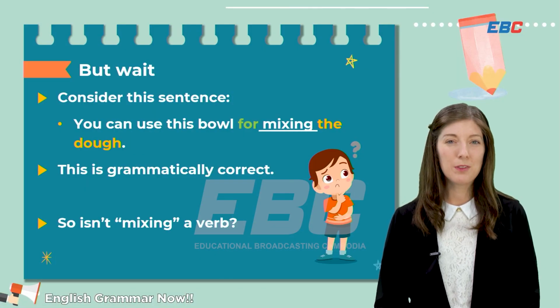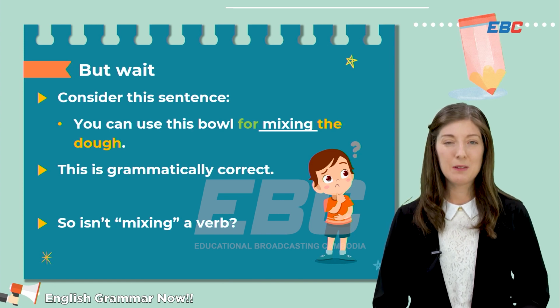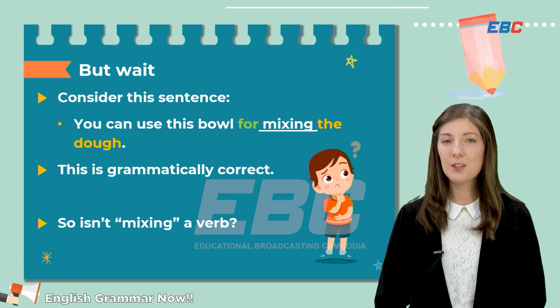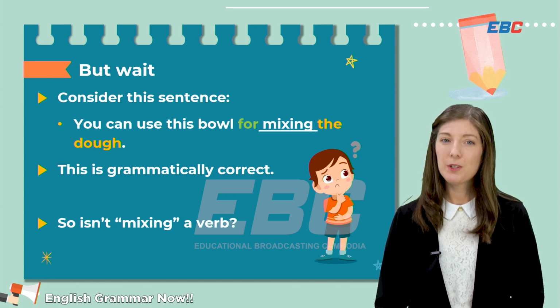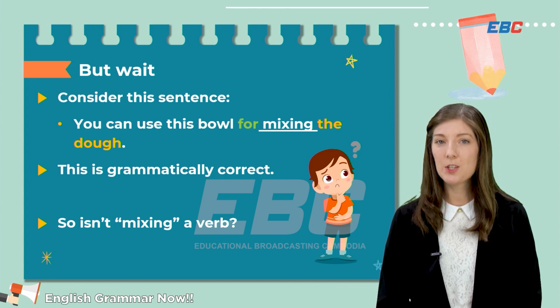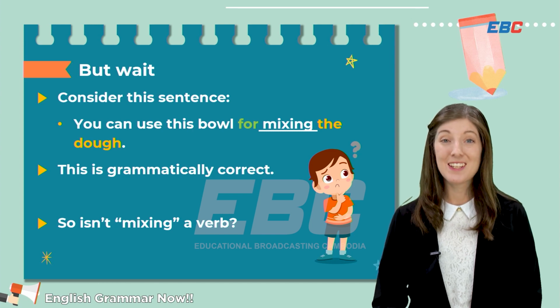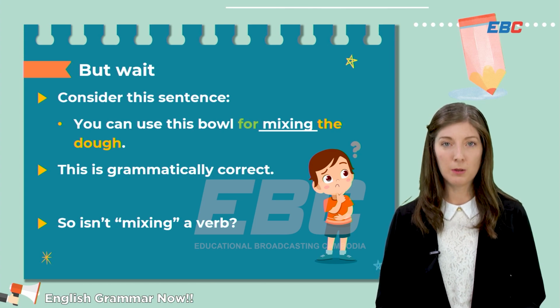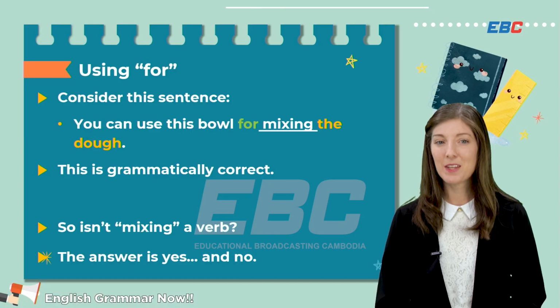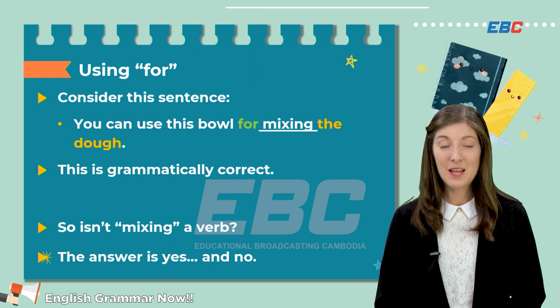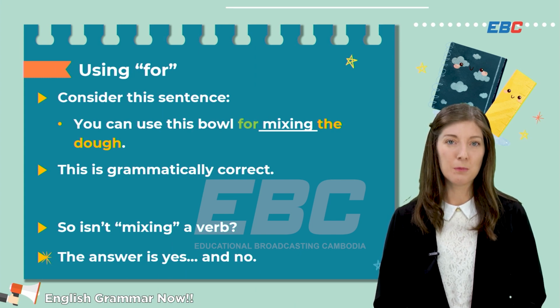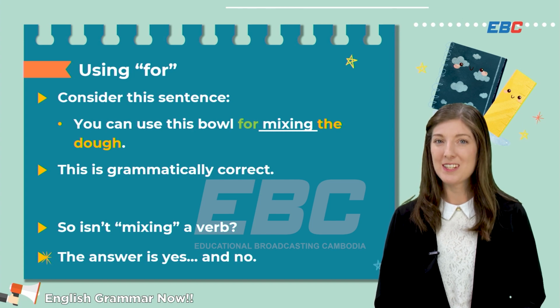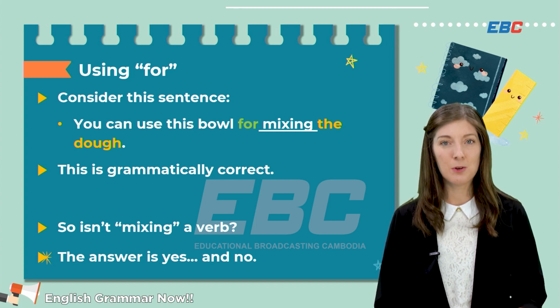But there's one more thing we need to look at, because when we use for, it can be a little tricky. Consider this sentence here. You can use this bowl for mixing the dough. This is a correct sentence. But you might be thinking, isn't mixing a verb? You would be right. Mixing is a verb. The answer to this question is yes and no in this case.